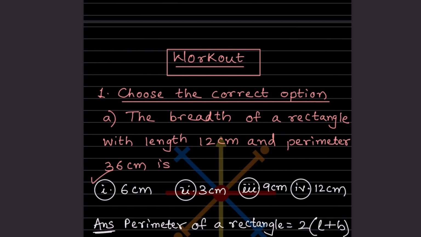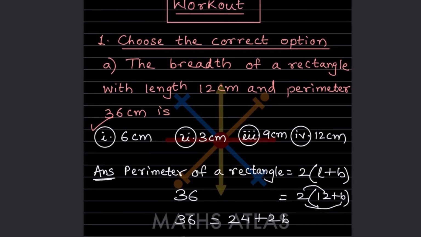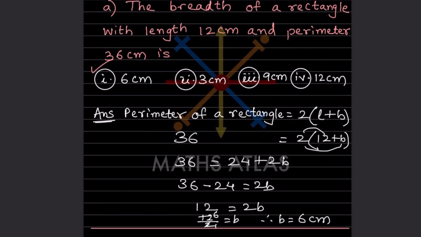They said to choose the correct option. The breadth of a rectangle with length 12 centimeter. You have to find the breadth of the rectangle, where length is given as 12 centimeter and perimeter is given as 36 centimeter. Whenever you have this, you are not going to do it orally, you have to solve it, even if you have to choose the option, because the options will be very close and you might get it wrong. So you have to follow the method.